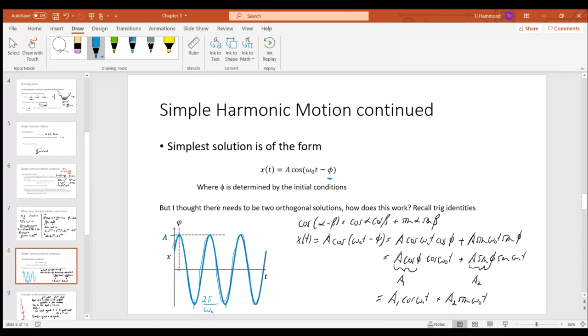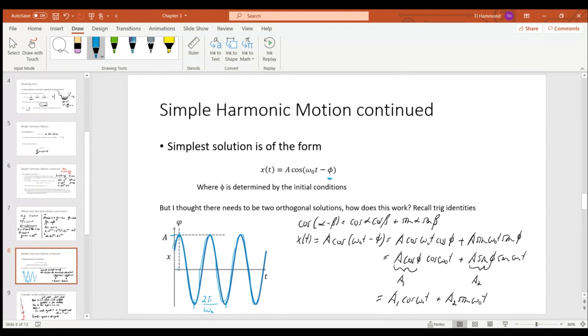And so what that means is that if you actually substitute that in, you get x of t is equal to A cos(omega naught t minus phi), which gives you A cos omega naught t times cos phi, plus A sine omega naught t sine phi. And so you rearrange that, so you get A cos phi cos omega naught t plus A sine phi sine omega naught t. And you can realize that A can be anything and phi can be anything. And so you can make A cos phi equal to a1 and A sine phi equal to a2.